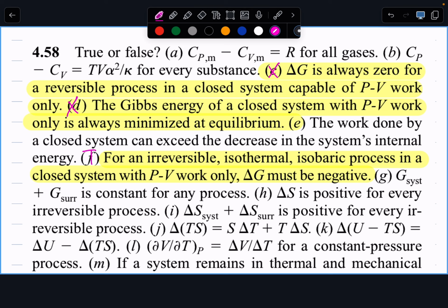So this is a demonstration: whenever we're working on these kinds of true and false problems, if you're less familiar with a statement, just draw that picture and it's going to help you get to the answer quickly.